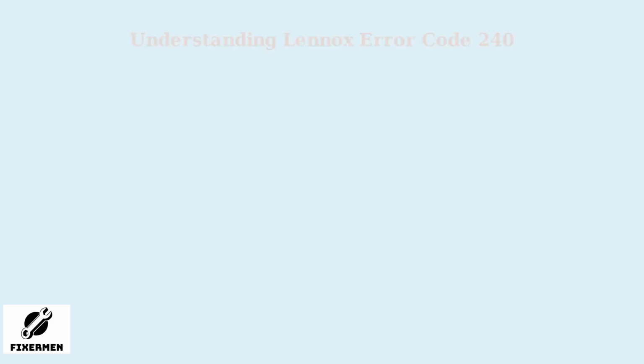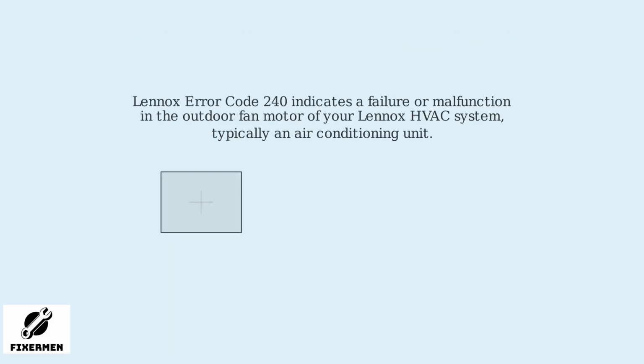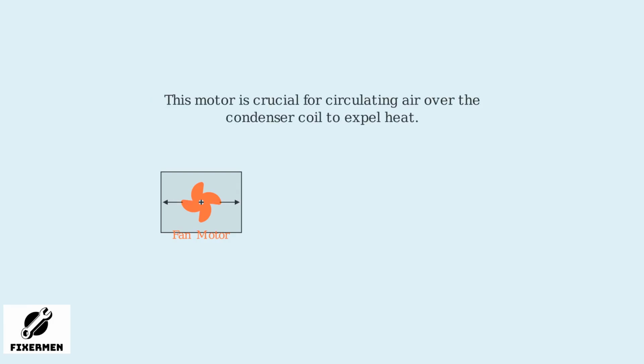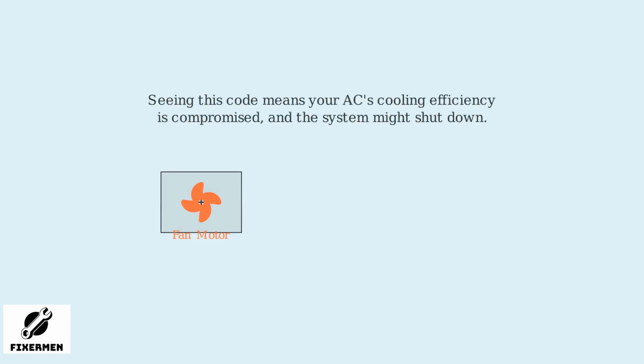Lennox Error Code 240 indicates a failure or malfunction in the outdoor fan motor of your Lennox HVAC system, typically an air conditioning unit. This motor is crucial for circulating air over the condenser coil to expel heat. Seeing this code means your AC's cooling efficiency is compromised and the system might shut down.